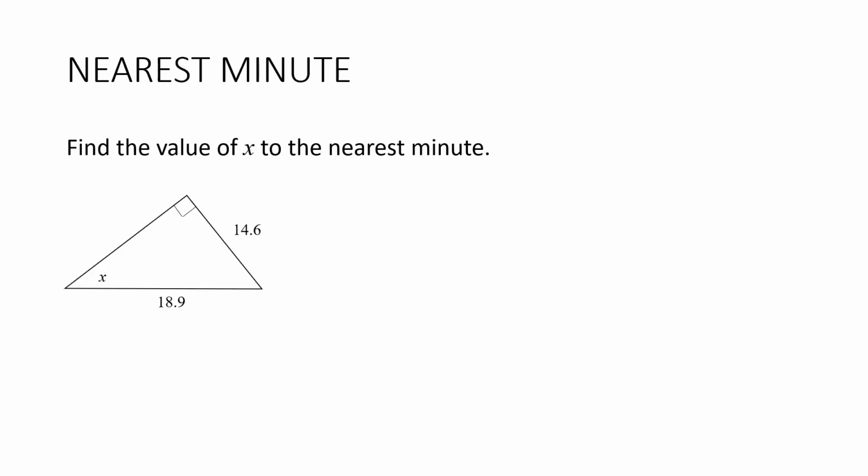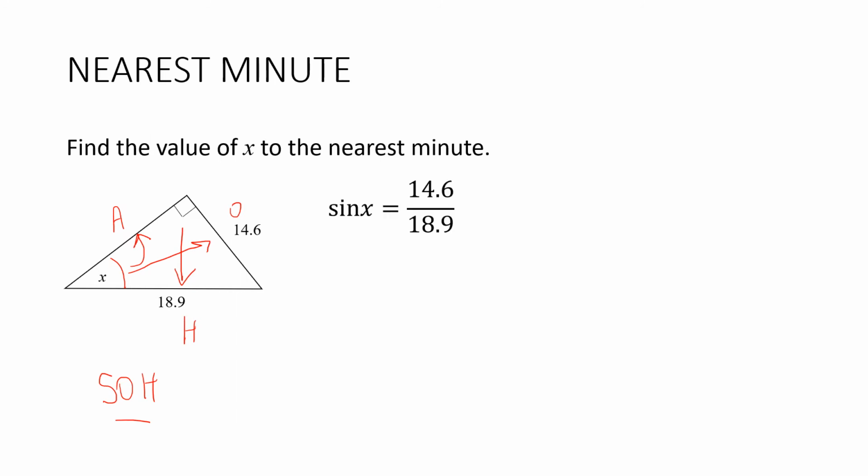Okay, let's try one to the nearest minute. Same method. So start by locating the hypotenuse. It's opposite the right angle. Then locate the angle. Opposite the angle is the opposite side. Next to the angle is the adjacent side. Okay, so we've got O and H, SOHCAHTOA, so it's sine, and sine x is going to be equal to 14.6 over 18.9.